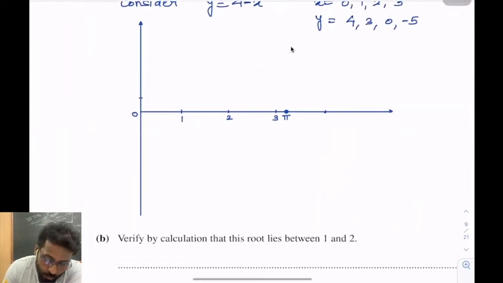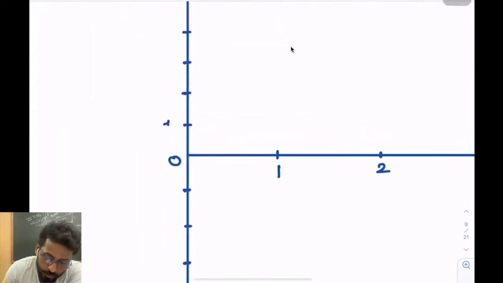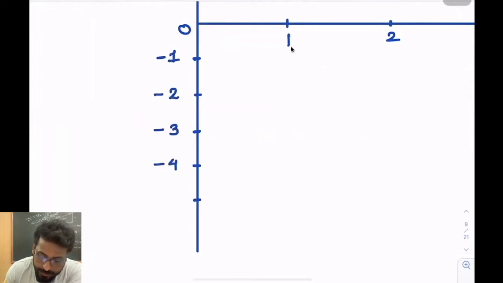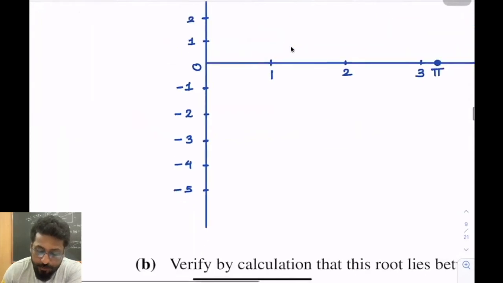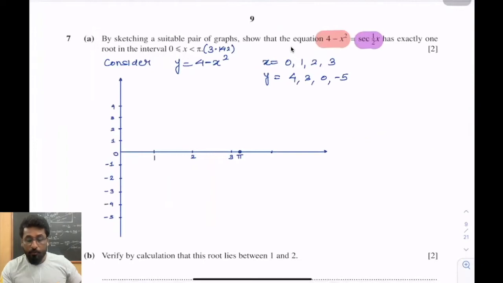So I'll take 1, 2, 3, 4, negative 1, negative 2, negative 3, negative 4, negative 5. So very quickly, write the values. That's 1, 2, 3, 4, negative 1, negative 2, negative 3, negative 4, and negative 5. You got that? Okay. So for x as 0, the value of y was 4.